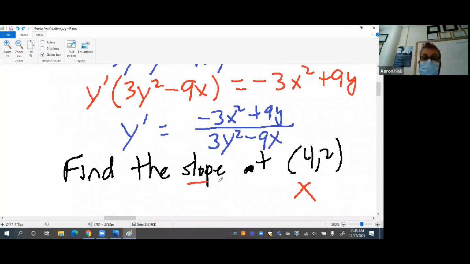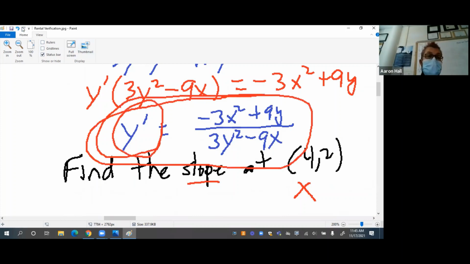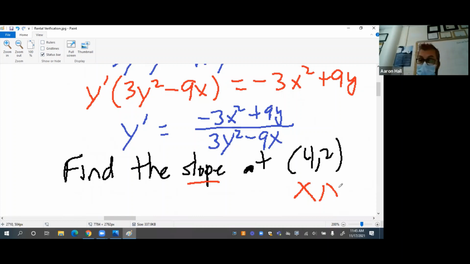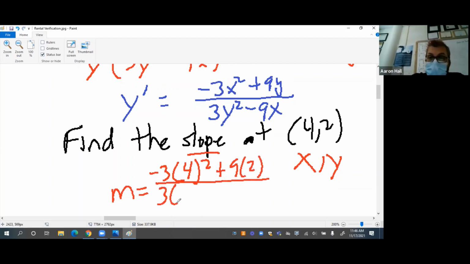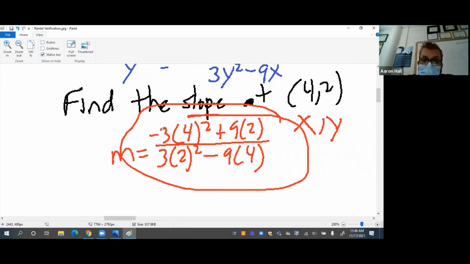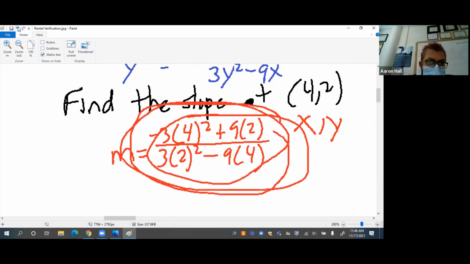And to find the slope, this is my slope equation, right? That's what a derivative is. It's my slope equation. So I take my x and my y values and plug them into my equation to find what my slope is. So I have m, which represents my slope, equals negative 3 times x, which is 4 squared, plus 9 times y, which is 2, over 3 times y, which is 2 squared, minus 9 times x, which is 4. So order of operations, Eileen, what do I do first to solve for this?